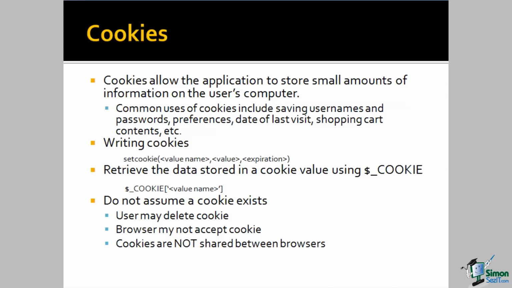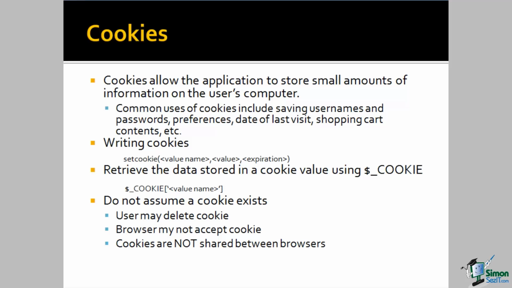Cookies are small bits of information that we can store on the user's computer on the client side. Common use of a cookie is to store a username and password, or the user's preferences on our website, or the date of the last visit on our website by that user, shopping cart contents, and other small bits of information that we can use to initialize the application when the user next visits. To write a cookie, we use the PHP function setCookie, which takes 3 arguments: the name of the value that we want to store, the value we want to store, and an expiration date of when that cookie will no longer be valid.